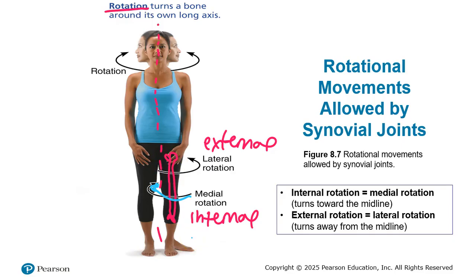Now remember, internal rotation means medial rotation. You're going towards that midline, so you're going internally towards the midline. External rotation is also called lateral rotation, so you're thinking of side, so you're going away from the midline. Okay, you're going to the side. You can also think of that way as well.